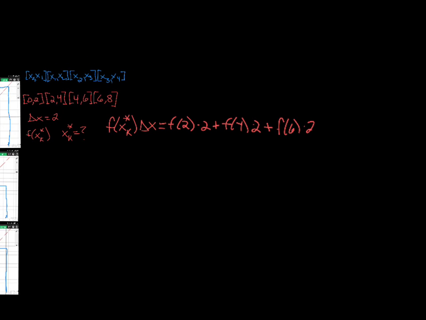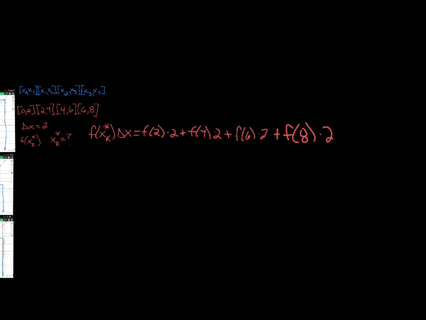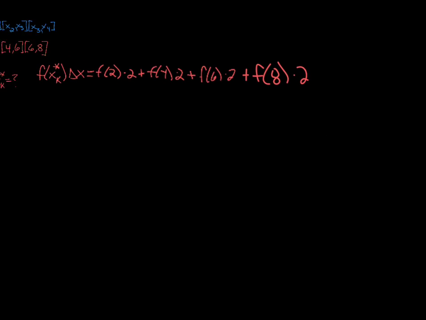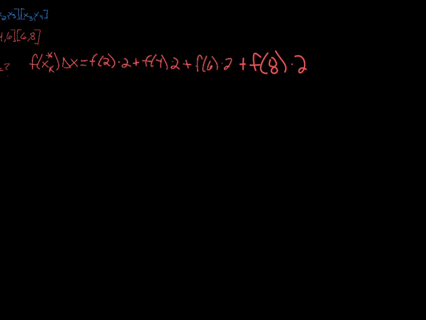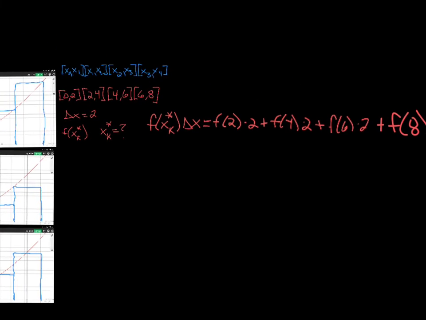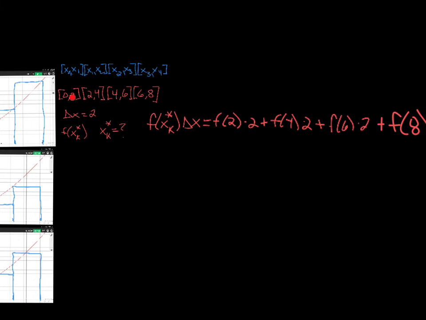Plus f of 8 times the height, right? We just needed the height times the width. Sorry, if I said that wrong, the 2's are the width. We're just using the right-hand grid point. That's where it all comes from, right? Each one of these: there's our first one, our second one, our third one, our fourth one. They're all on the right-hand side, the right-hand side grid point, okay?